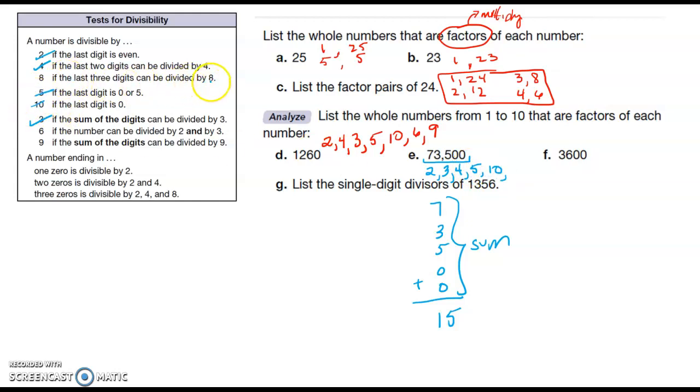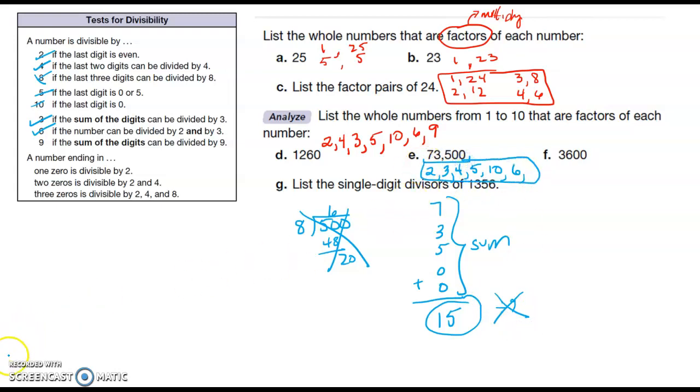8 if the last 3 digits can be divided by 8. So let's see, the last 3 digits are this. So 8 times 8 is 64, times 7 is 56, times 6 is 48, which gives me 20, which it doesn't go into evenly. So no 8. That must be a rough one. 6 if it can be divided by 2 and 3, and it can be divided by 2 and 3. And then 9 if the sum of the digits can be divided by 9. So here's my sum of the digits. It cannot be divided by 9. So this is all that I have for this one. Okay, let me go ahead and erase this and we will do F.